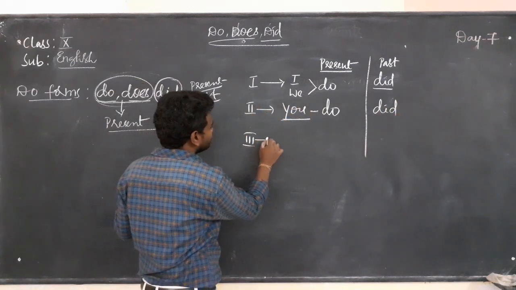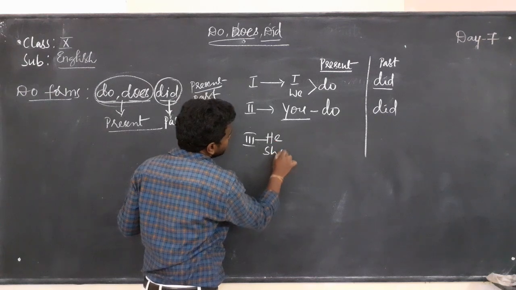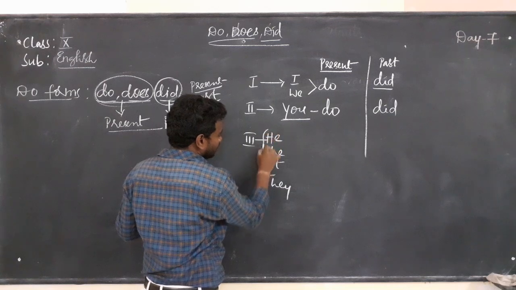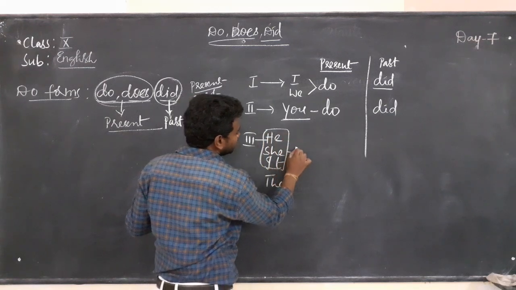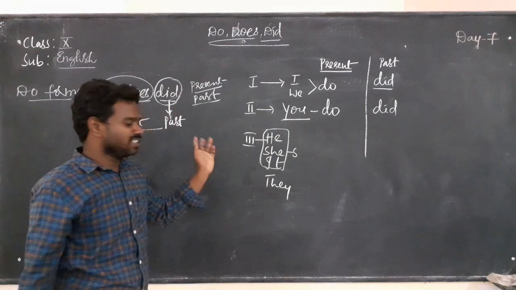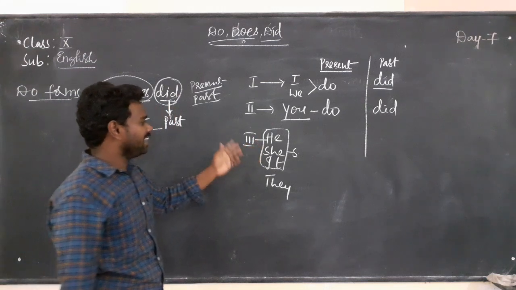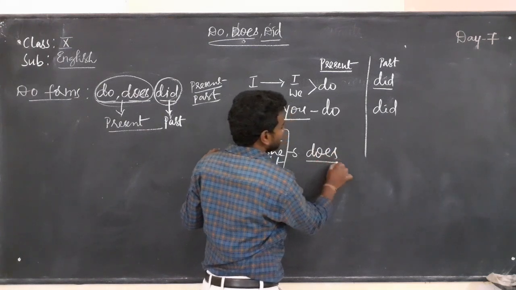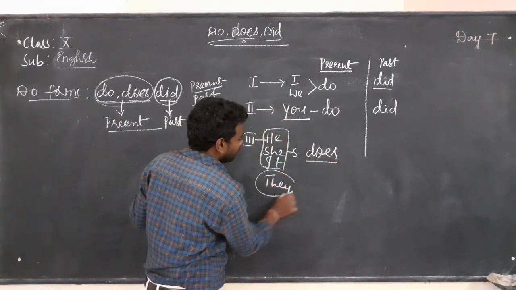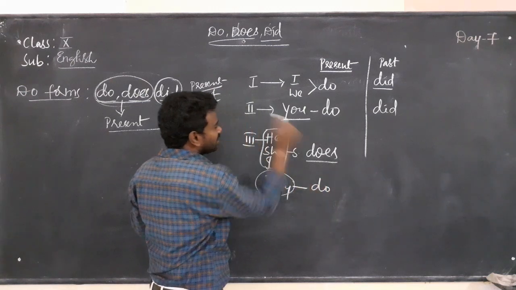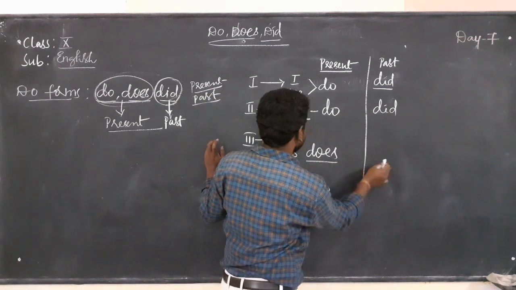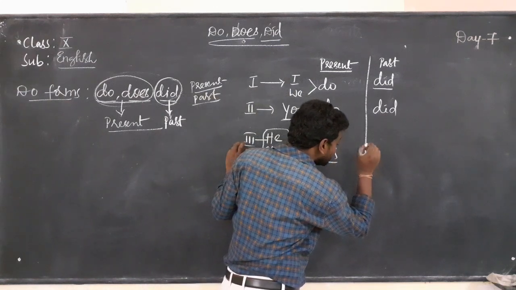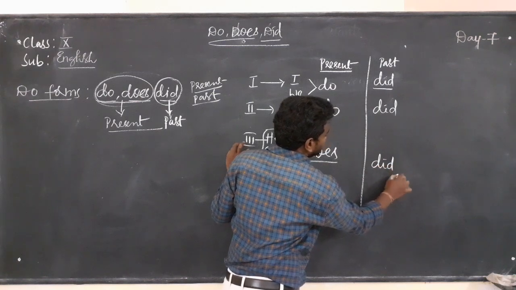When it comes to third person, he, she, it, and they. As we all know, he, she, and it are third person singular. Third person singular, he, she, and it always take does in the sentence. They always take do. When it comes to past, he, she, it, and they always take did in past tense.